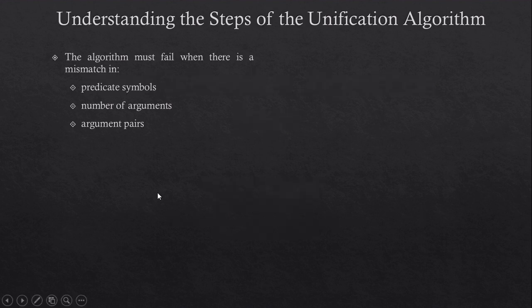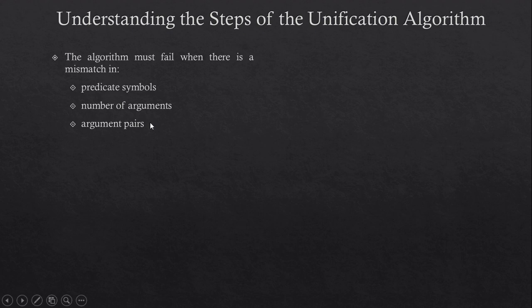The algorithm must fail when there is a mismatch in the entities that are passed to it. If there is a mismatch in the predicate symbol, there is no point going ahead in comparing the number of arguments and checking the argument pairs. If the predicate symbols match but the number of arguments doesn't match, then there is no point going ahead with the comparison of argument pairs. If the predicate symbols and the number of arguments match, then we can compare the argument pairs. So from this, we have roughly figured out the order of basic steps.